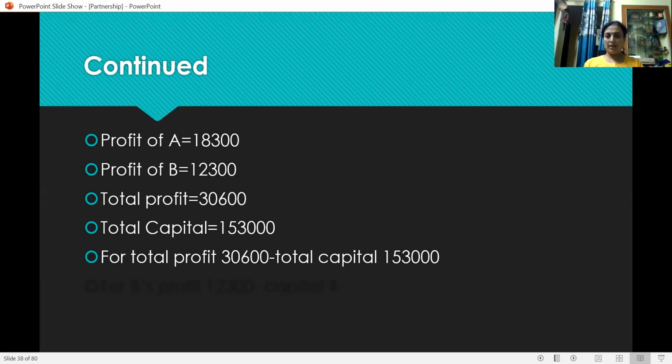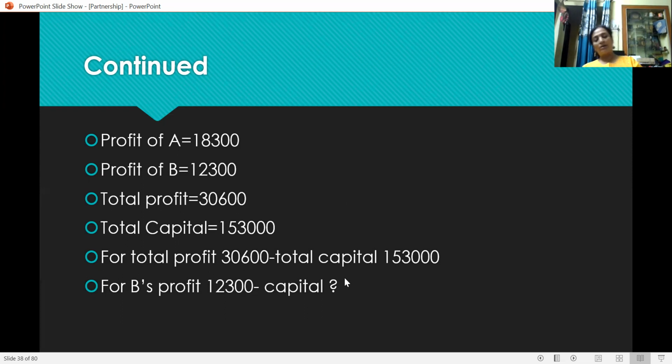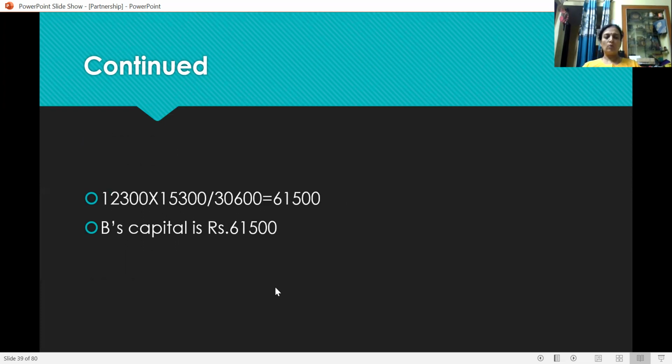See here, total capital is 1,53,000. It is given in the problem. Total profit is also given, that is 30,600. And what is asked in the problem is B's capital, isn't it? So we know B's profit, and it will be in this ratio only. So for this profit 30,600, capital is 1,53,000, and B's profit is 12,300. So what is the capital? Because it is in the same ratio, we can calculate it like this: 12,300 into 1,53,000 divided by 30,600. And we are getting 61,500, which is the capital of B.